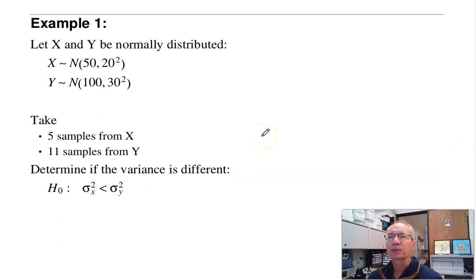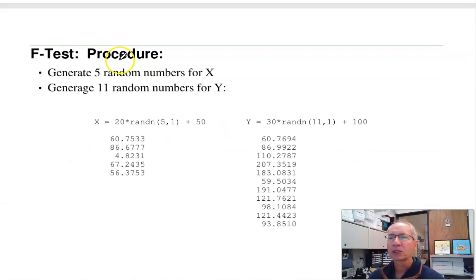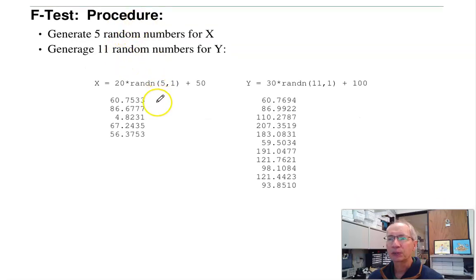So for example, suppose x and y are normally distributed. X has a mean of 50, standard deviation 20. Y is a normal distribution, mean of 100, standard deviation of 30. Let's take 5 samples from x, 11 samples from y. My null hypothesis is that the variance of y is more than the variance of x. So the first step is you take some measurements. Suppose I had these 5 measurements from x. I've got these 11 measurements from y.